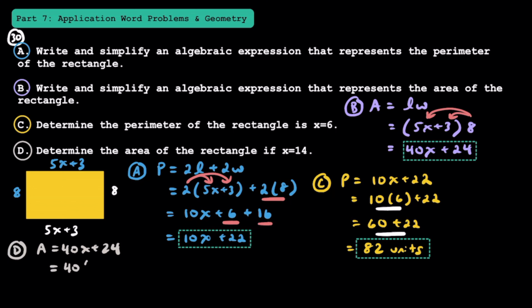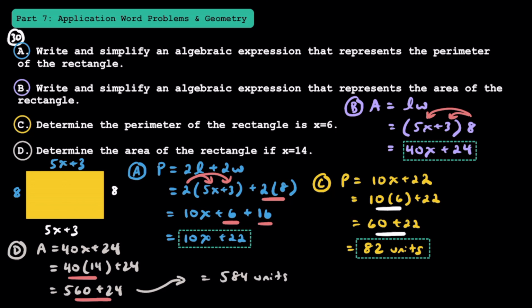We'll have 40 times 14 plus 24. This 40 times 14 is going to be 560, so we'll have 560 plus 24. Adding 560 to 24, we're going to get 584 square units, or units squared. If x was equal to 14, the area of this rectangle would be 584 square units.